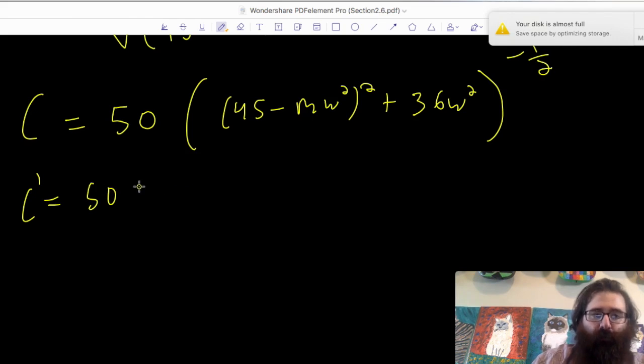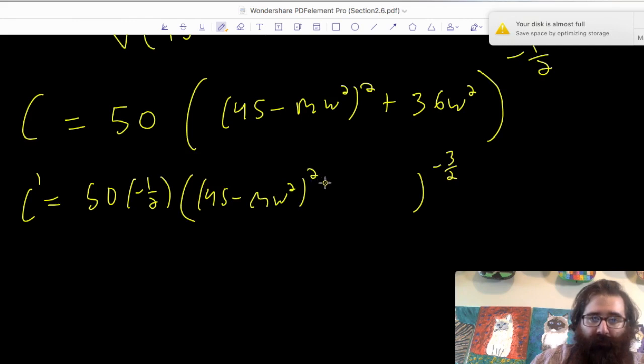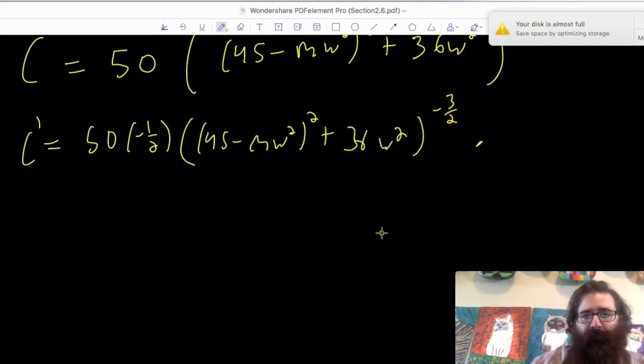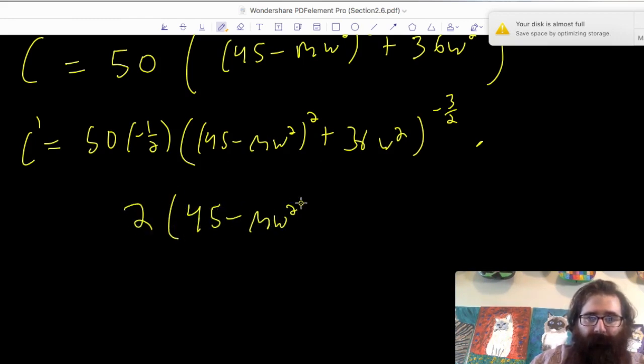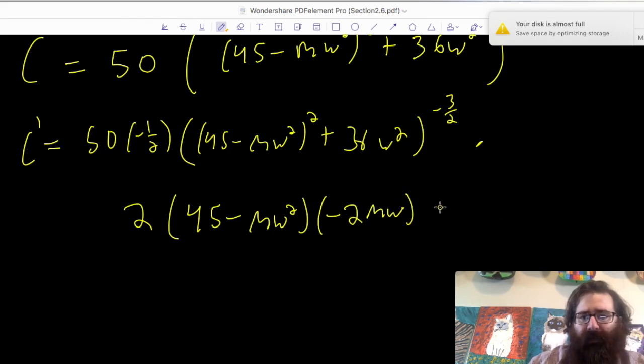50 comes along, chain rule, outer derivative is negative 1/2, and then stuff to the power of negative 3/2, where the stuff inside is 45 minus m omega squared squared plus 36 omega squared, times the inner derivative. I think I'm going to run out of room, so let me write the inner derivative underneath. Derivative of stuff squared is 2 times stuff to the power of 1 times the inner derivative with respect to omega. Derivative of 45 is 0. The derivative of minus m omega squared gives me minus 2m omega. And then plus, the derivative of 36 omega squared gives me 36 times 2, which is 72 omega.